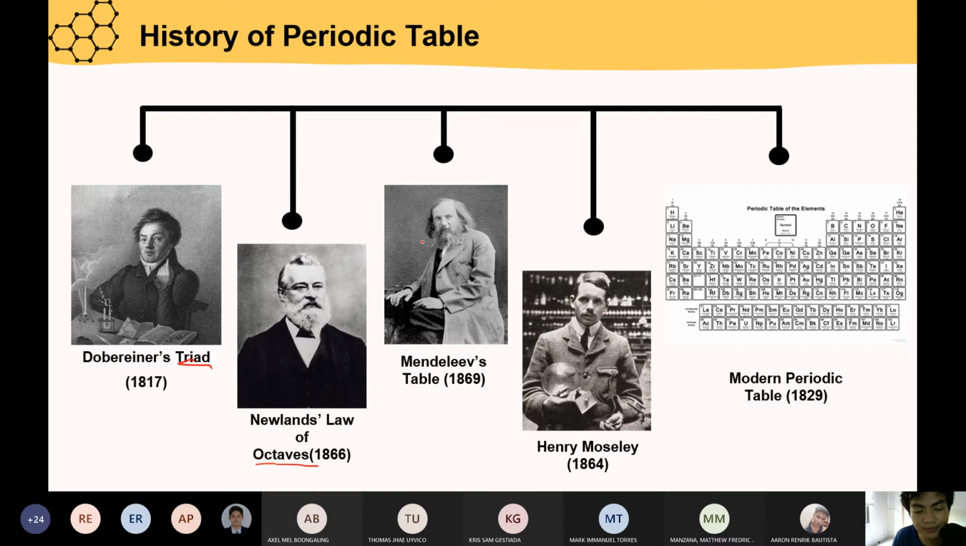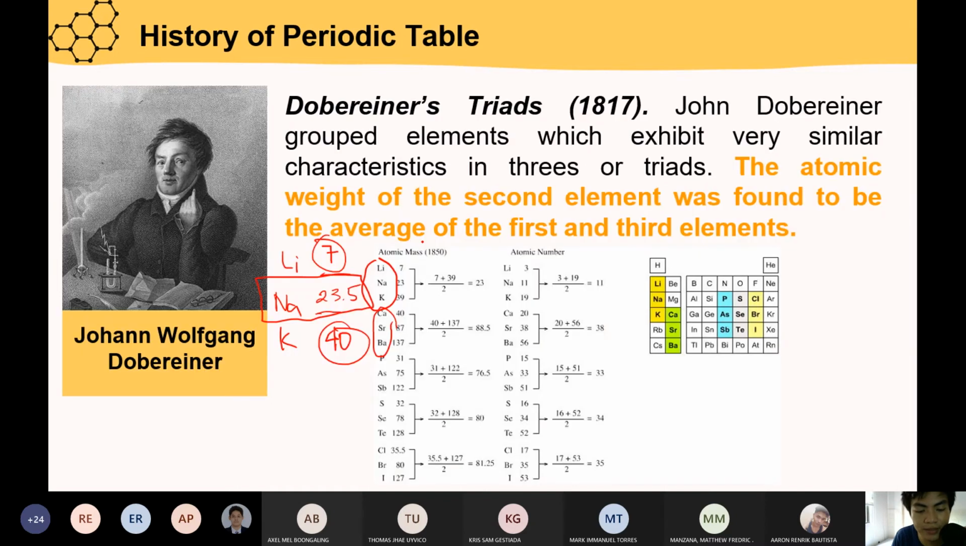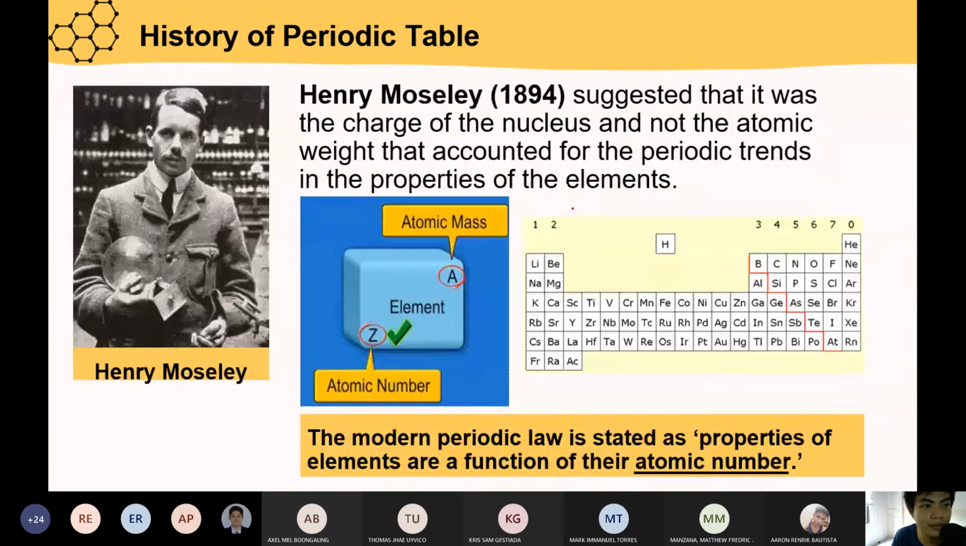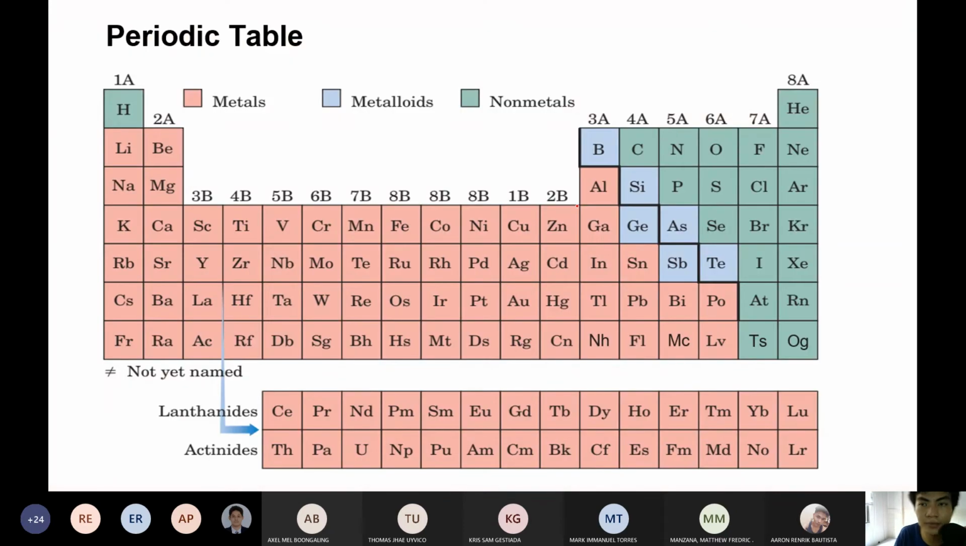Si Henry Moseley naman, ang kanyang contribution is yung instead of having atomic masses as the basis for the trends, sabi niya, ang atomic number daw ang dahilan for the repeating trends of the atoms in the periodic table. Okay? Later on, mapakikita natin yung atomic trends. So, yan yung history ng ating periodic table.